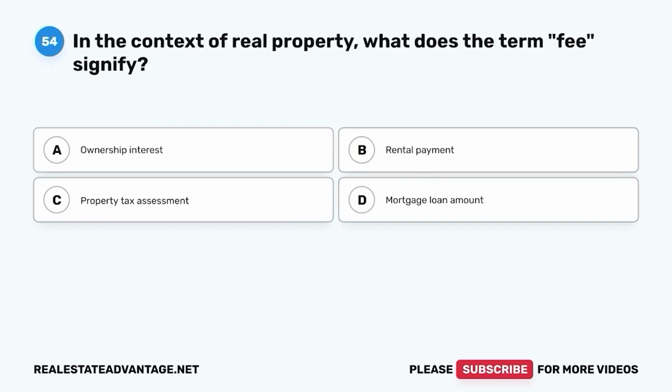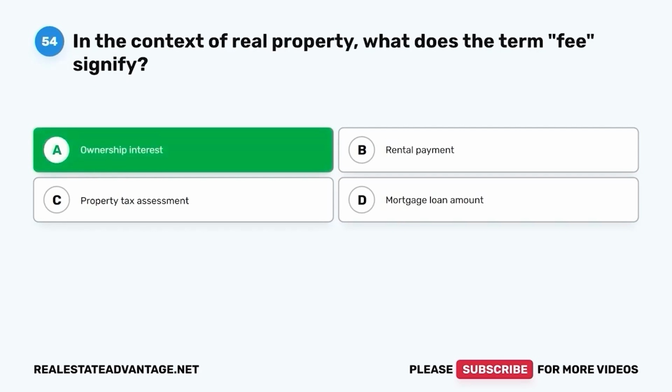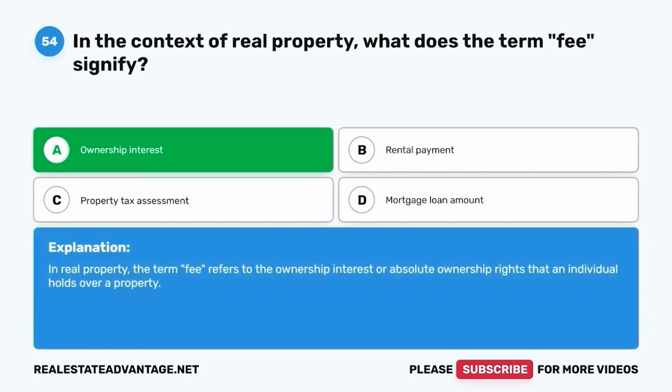Question 54. In the context of real property, what does the term fee signify? A, ownership interest. B, rental payment. C, property tax assessment. D, mortgage loan amount. The correct answer is A, ownership interest. In real property, the term fee refers to the ownership interest or absolute ownership rights that an individual holds over a property.